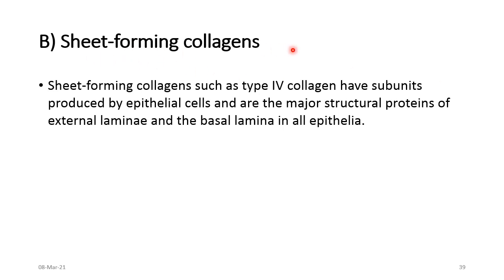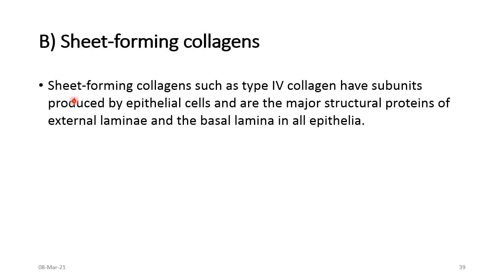The second type of collagens is the sheet forming collagen. It makes us a sheet, a layer, sheet forming collagen such as type 4 collagen, and we find it in the basal lamina of the basement membrane in the epithelium. Indeed, we talked about it being found in the basal lamina of the basement membrane.